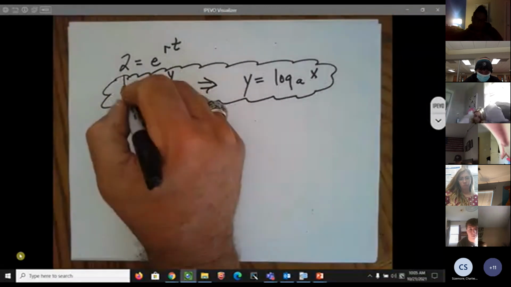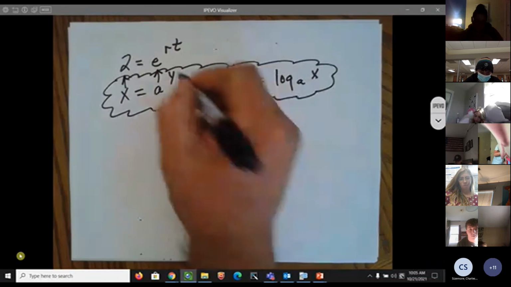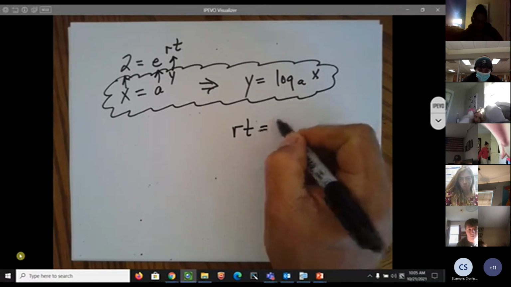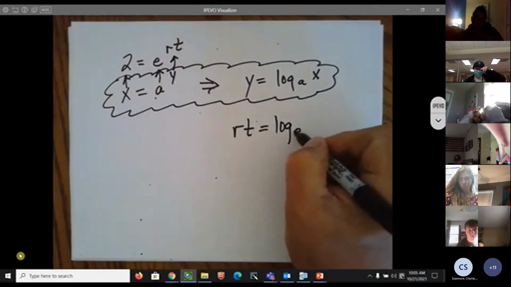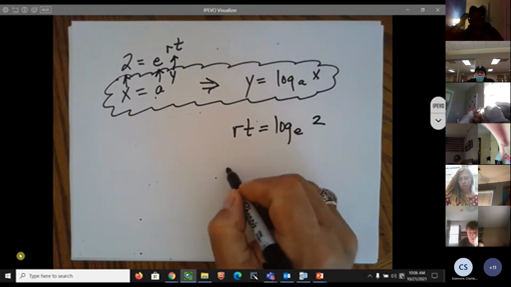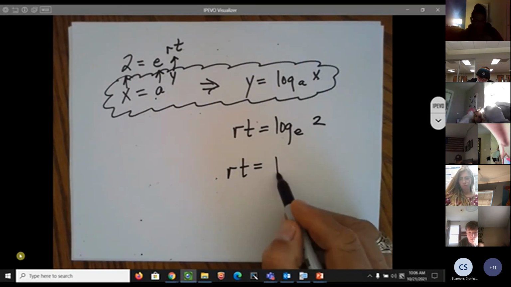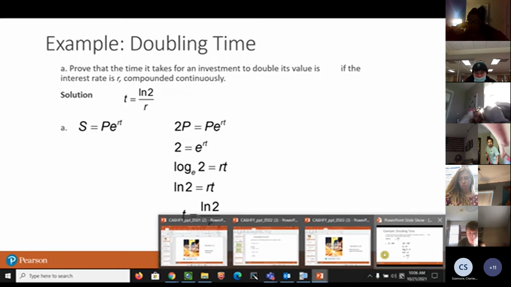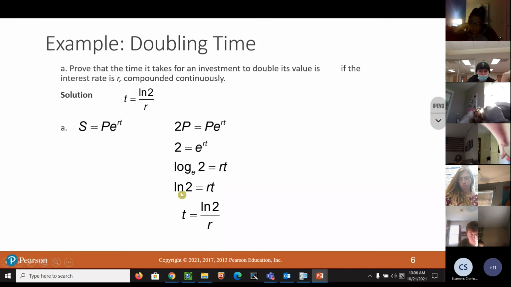All right. So that is x, that is a, and that is y. So rt is equal to log base e of 2, and rt is equal to natural log of 2. And that's probably what they've got. rt equals natural log of 2, and solve for t, divide by r. t is equal to natural log of 2 divided by r. That's how they get that right there.